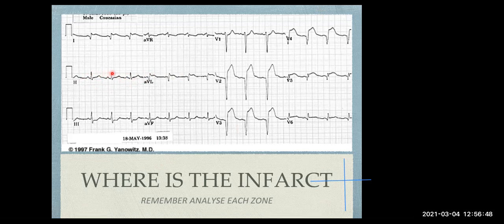Okay. Now let's look at each zone. So let's start again with the inferior zone. So we've got leads 2, 3, and AVF. And what do we see? We see an ST depression here. So we've got to keep that in mind. That means if we see ST elevations everywhere, we know that this is a reciprocal change.